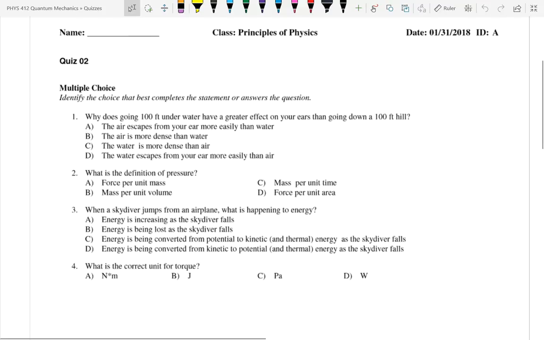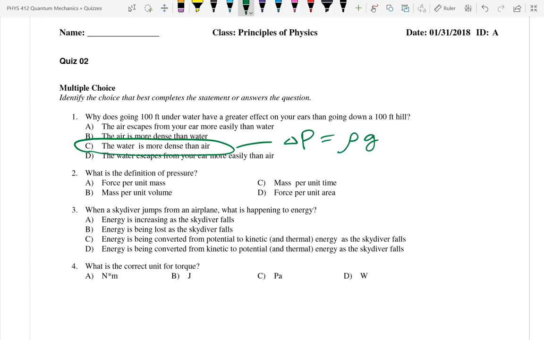Quiz number 2. Here are the questions. Why does going 100 feet underwater have a greater effect on your ears than going down a 100-foot hill? The water is more dense. Remember, the pressure changes by changing pressure. Tell me what these symbols mean.